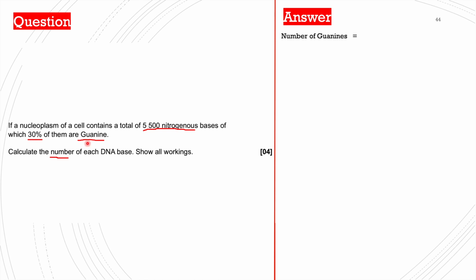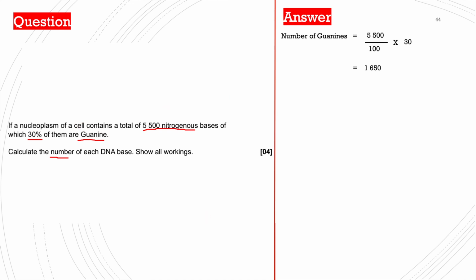All right, so let's check. Number of guanines would equal 5,500 divided by 100 times 30%. And that gives me 1,650. So I've already gotten the number of guanine. So 30% is 1,650. Okay. This is the formula that I use to convert percentages to numbers. I know there's probably another way for you to do it. It's fine as long as the correct answer is there.